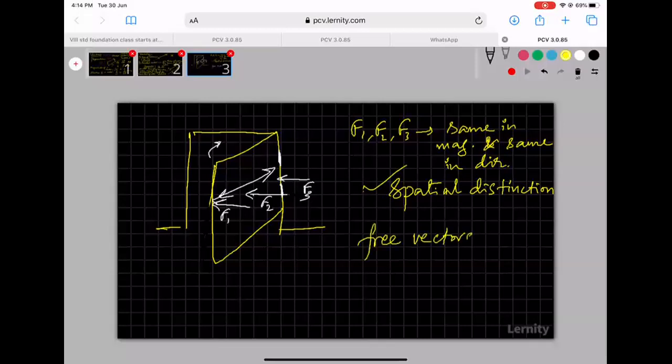Vectors are spatially indistinct, or spatially indistinctable. I hope it's a word. Anyway, free vectors is a common word that is used. A free vector is one which you can move around without changing direction or magnitude. What is a free vector?